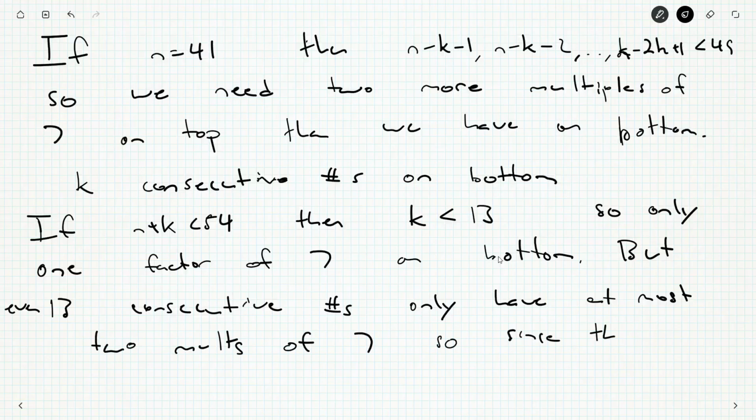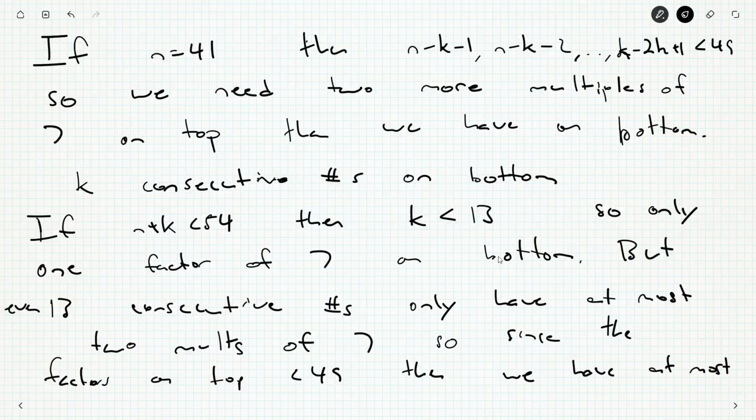So since the factors on top are less than 49, and we have at most two factors of 7 in total for top, which is not good. So that won't work. So 41 is right out. All right.